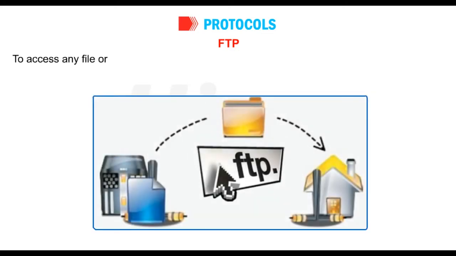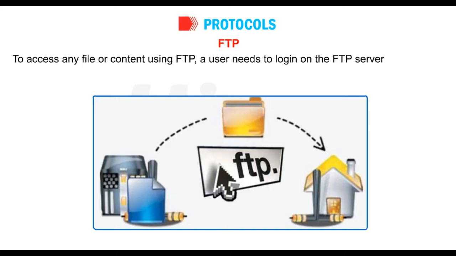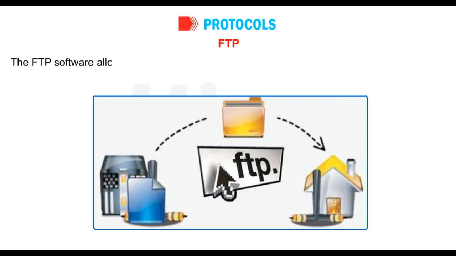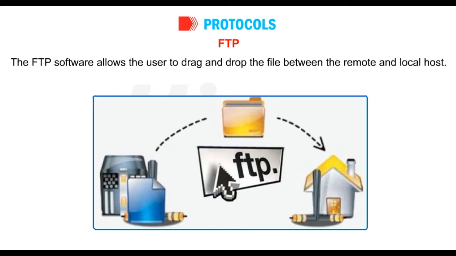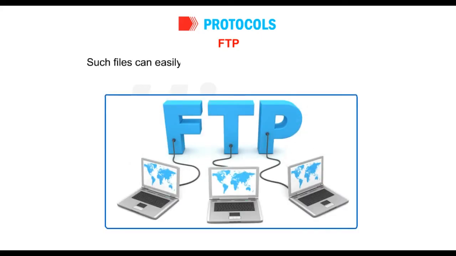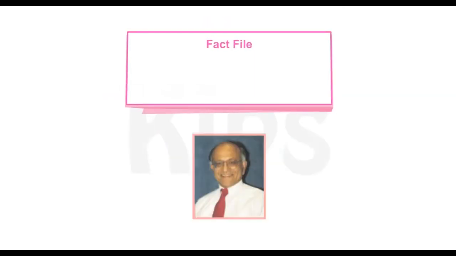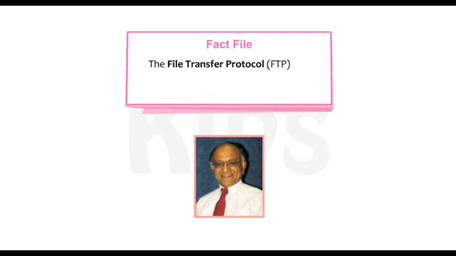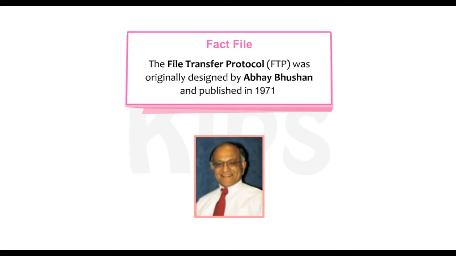To access any file or content using FTP, a user needs to log in on the FTP server and provide his or her credentials. The FTP software allows the user to drag and drop the file between the remote and local host. Some of the files are always available free for public use or download. Such files can easily be accessed using anonymous FTP. Students, do you know the File Transfer Protocol, FTP, was originally designed by Abhay Bhushan and published in 1971.